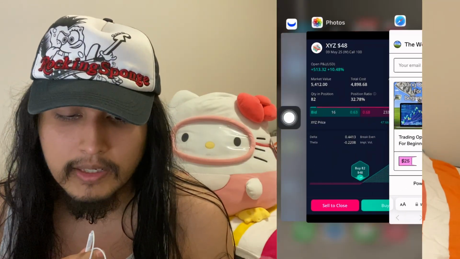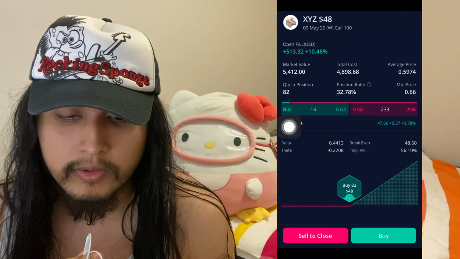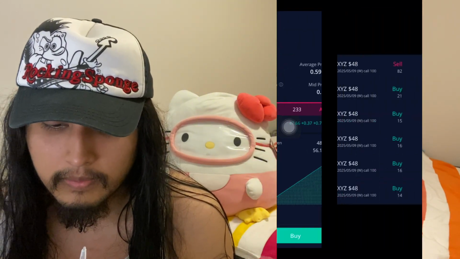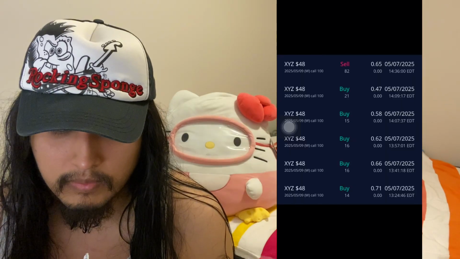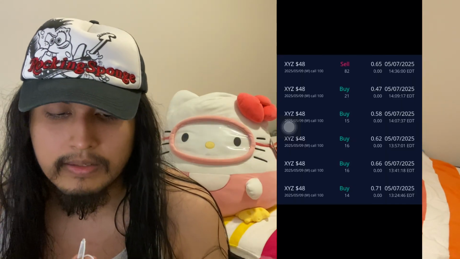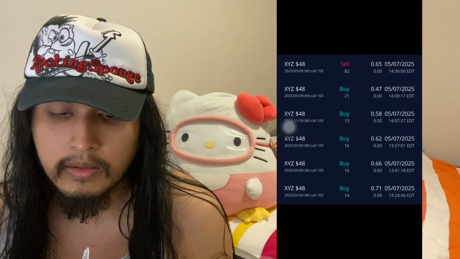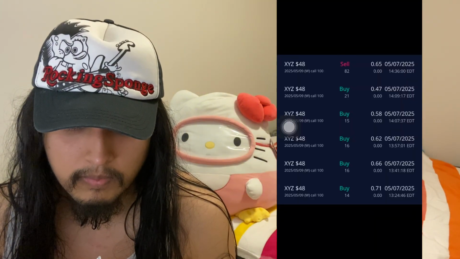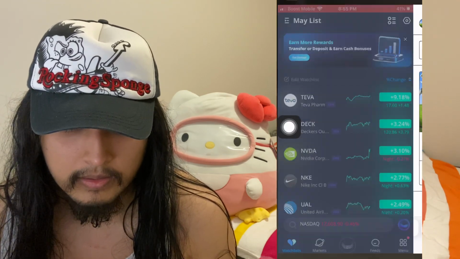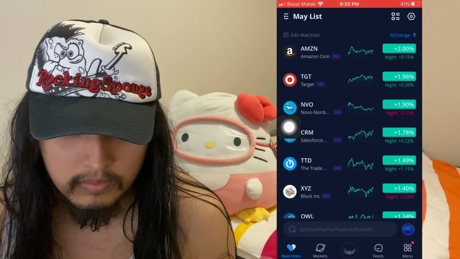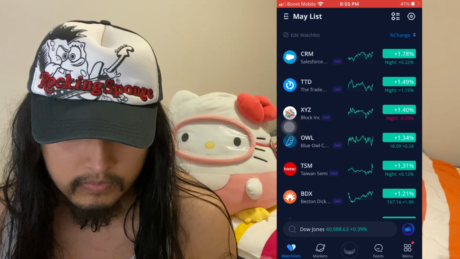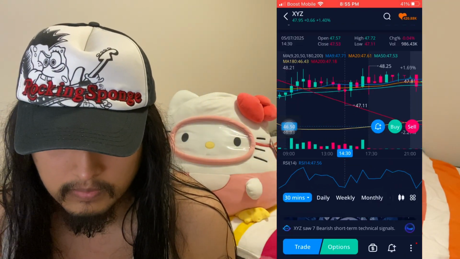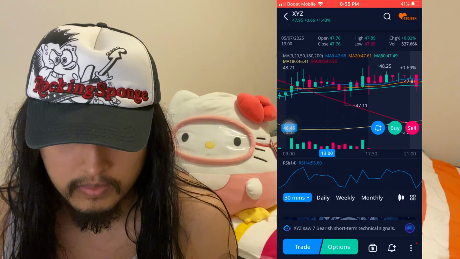And basically, how did I make $513 trading XYZ call options? So basically all of these entries were today. So this was more of a day trade. And at 13:24 I got in. So 13:24. So this candle right here.